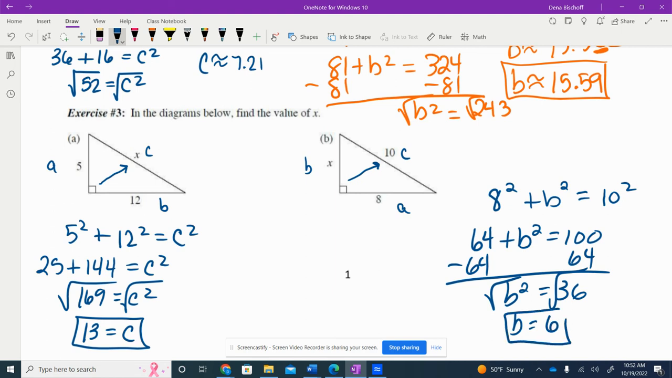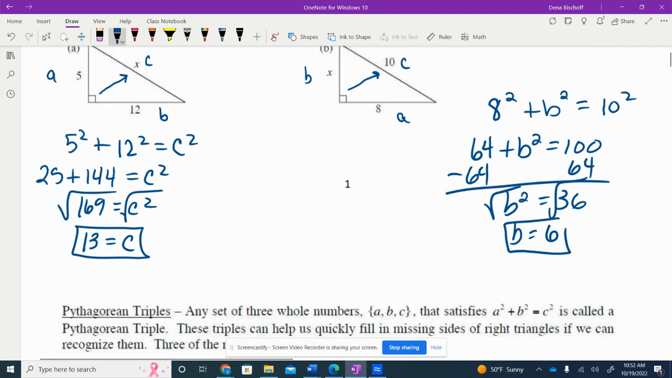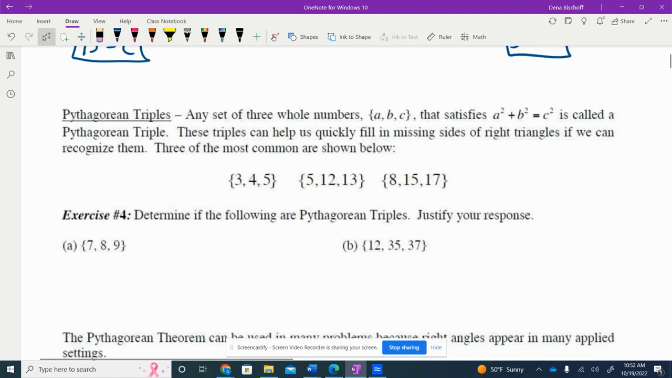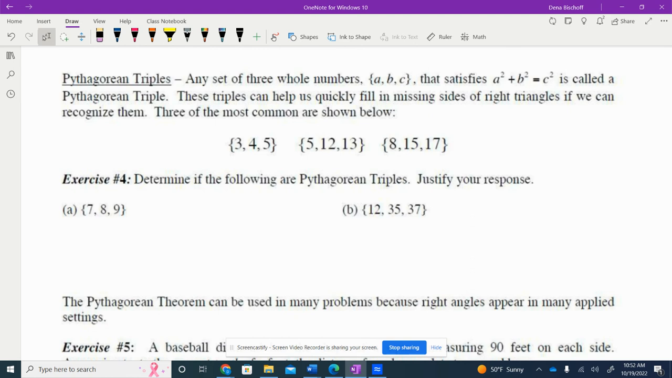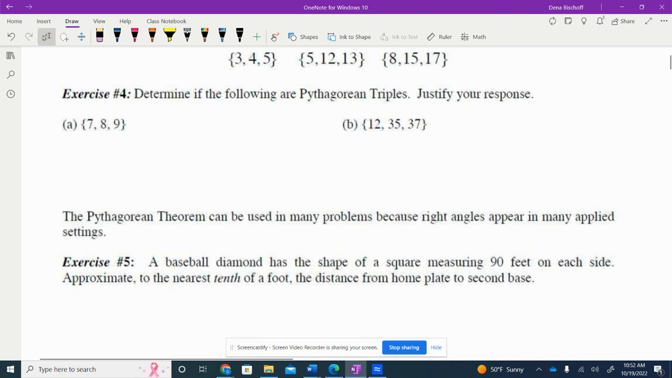So these examples A and B are also Pythagorean triples. Look at that. A Pythagorean triple is any set of whole numbers A, B, and C that satisfies the equation A squared plus B squared equals C squared. All right. So determine if the following are Pythagorean triples. Justify your response. Well, remember that the longest side is always C.